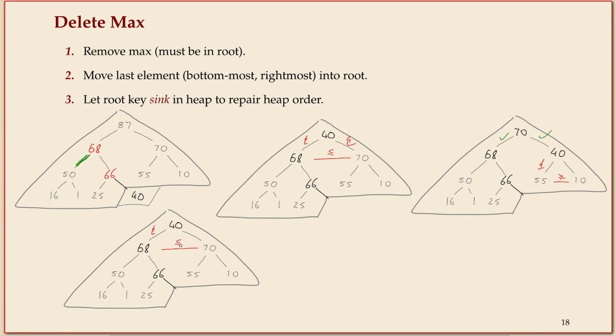There's a bug in the software where sometimes if you do things with the pen, it doesn't register. Okay, 70 is up here. Then I swap the 55 to this place, and the 40 moves down. And then I'm done because I've reached the bottom layer. There can be no more violations further down.